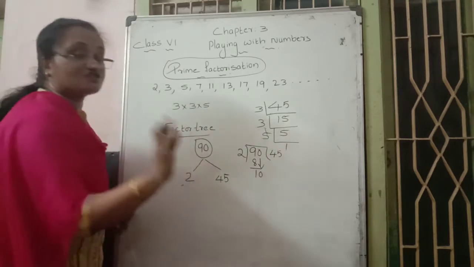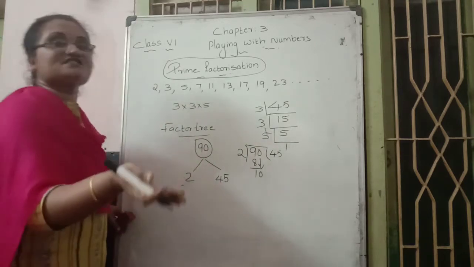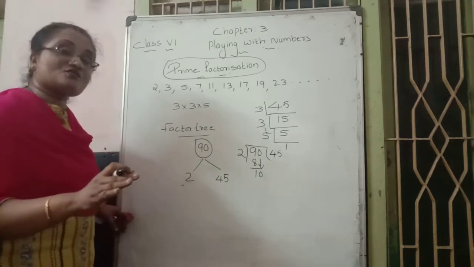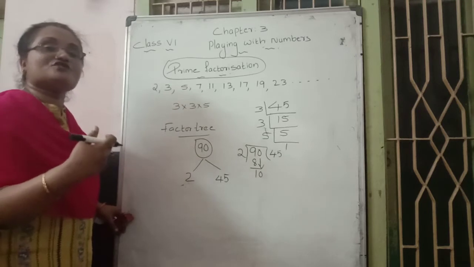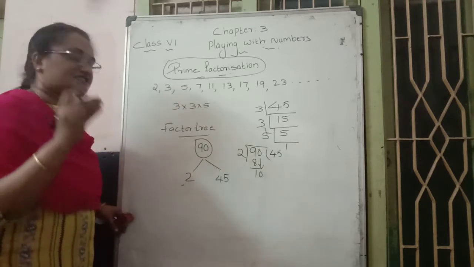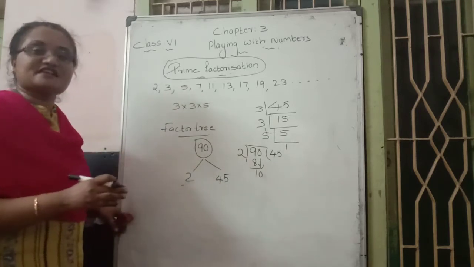But 45 is not a prime number. It is a composite number. Composite number means what? Numbers having more than 2 factors. Such numbers we call a composite number. So 45 is a composite.